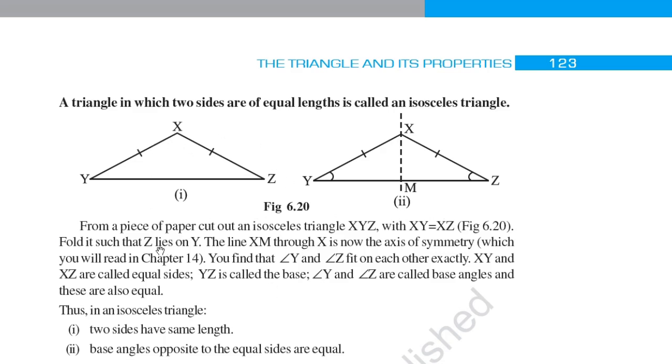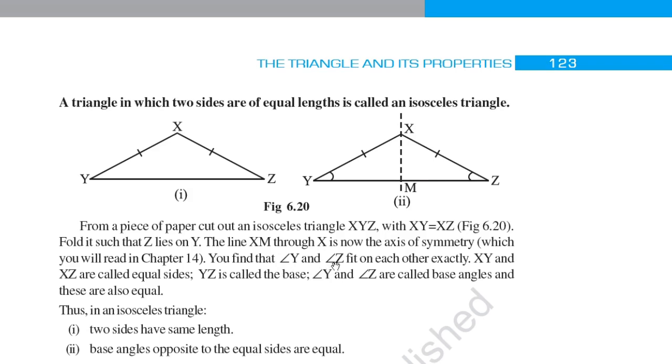As in figure 6.20, fold it such that Z lies on Y. You will fold like this from the middle. The line XM through X is now the axis of symmetry, which you will read about in the 14th chapter. You find that angle Y and angle Z fit on each other exactly.